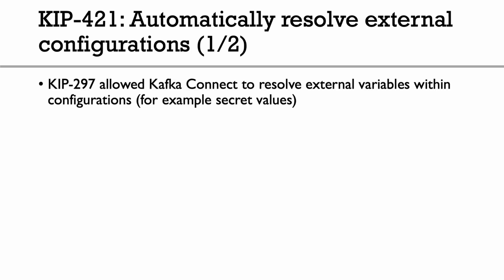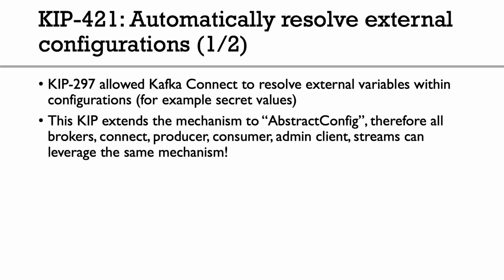In KIP 297, Kafka Connect was able to resolve external variables within configurations. For example, if you were configuring a Kafka Connect JDBC connector, you could retrieve the URL, the password, and the username dynamically using external variables. But now this mechanism that was introduced in Kafka Connect can be extended to everything, including brokers, Connect, producer, consumer, and Streams clients. They will all leverage the same semantic and the same mechanism.